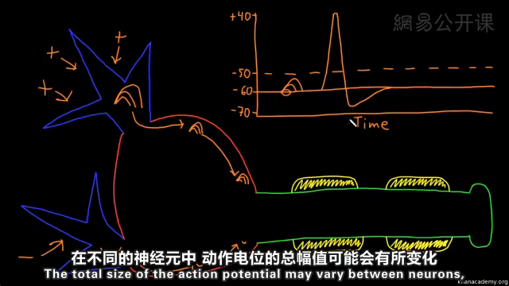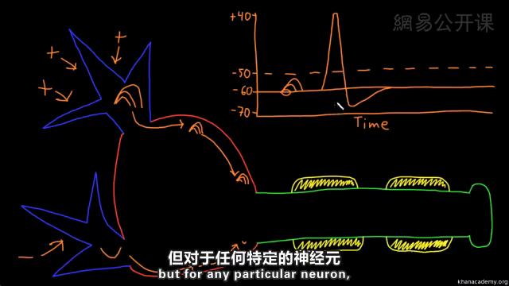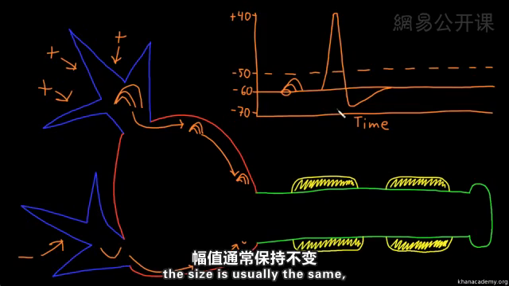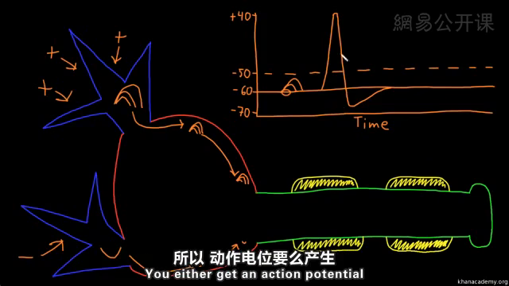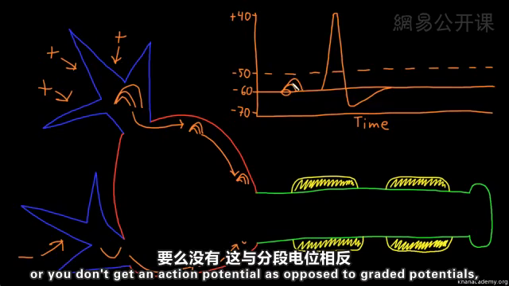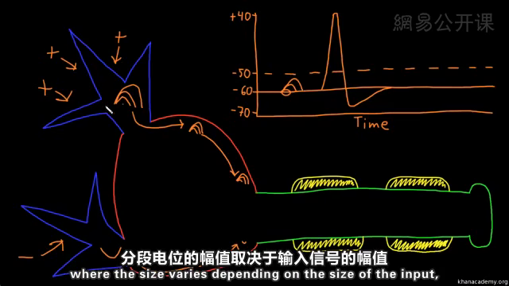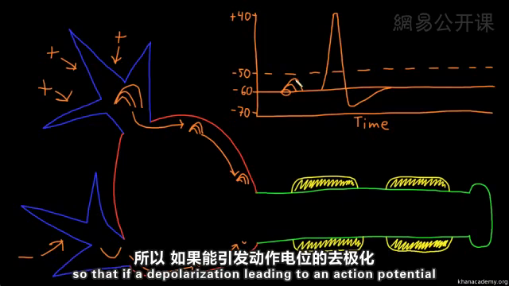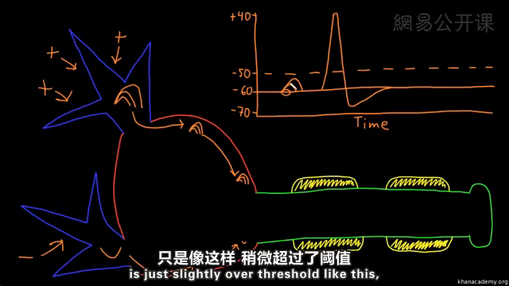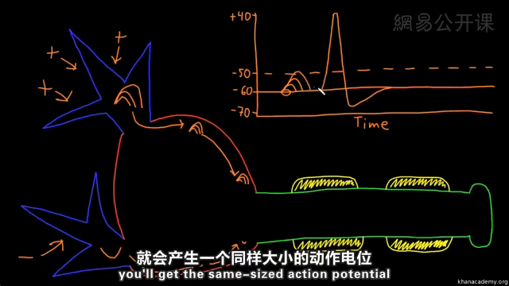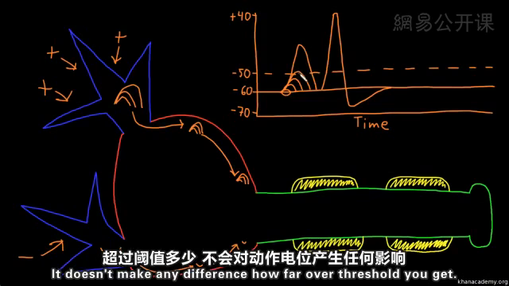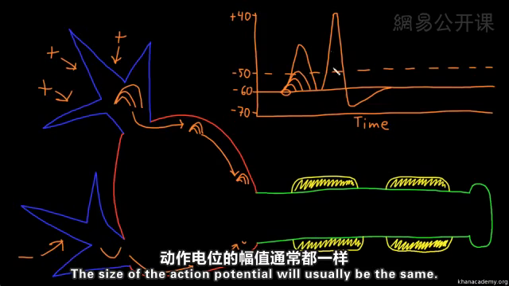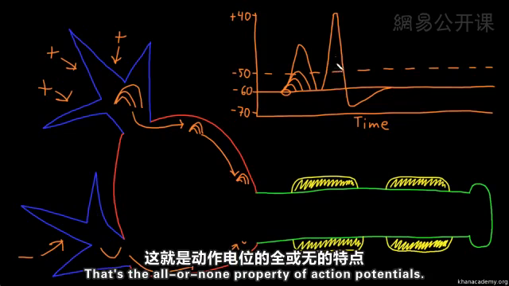The total size of the action potential may vary between neurons, but for any particular neuron the size is usually the same, which is called the all or none property of an action potential. You either get an action potential or you don't get an action potential, as opposed to graded potentials where the size varies depending on the size of the input. So if a depolarization leading to an action potential is just slightly over threshold like this, you'll get the same size action potential as a graded potential that's way over threshold. It doesn't make any difference how far over threshold you get. The size of the action potential will usually be the same. That's the all or none property of action potentials.